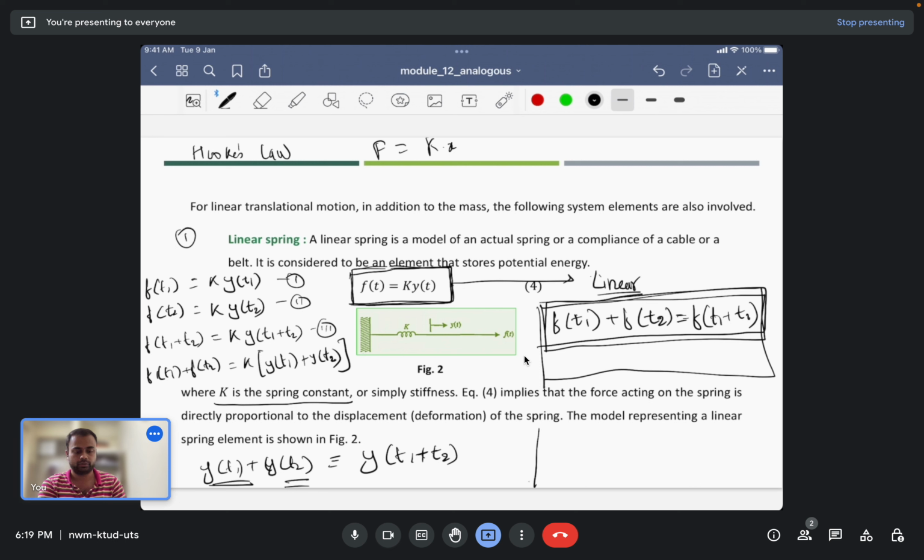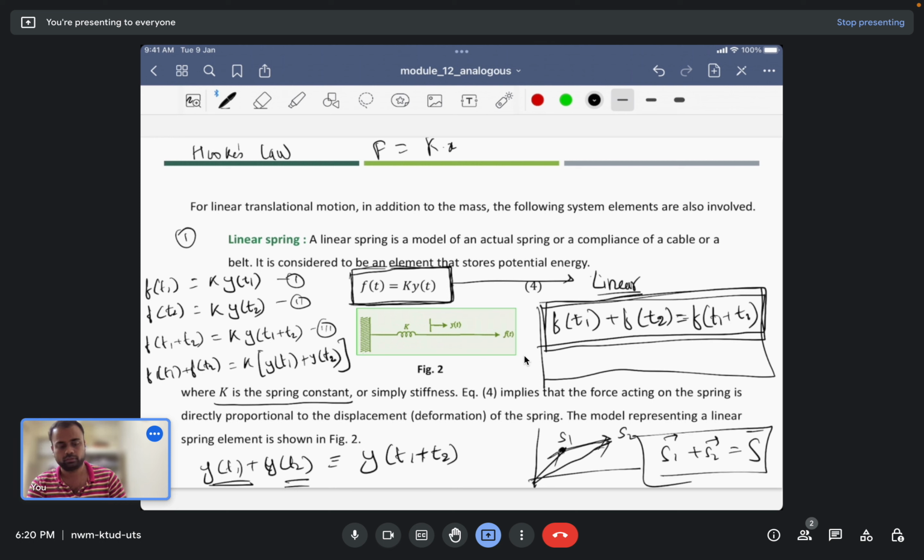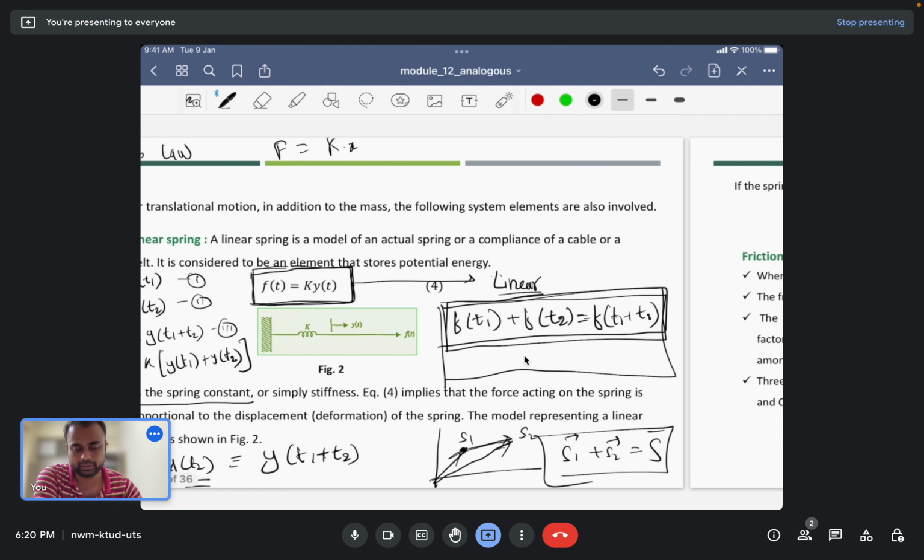Let us suppose we have two objects. First of all, we have a motion S1 and the other has motion S2. These two are the displacements, and S1 plus S2 is always equal to S. It is the net distance. This follows the vector law of addition. Therefore, this follows the principle of linearity.